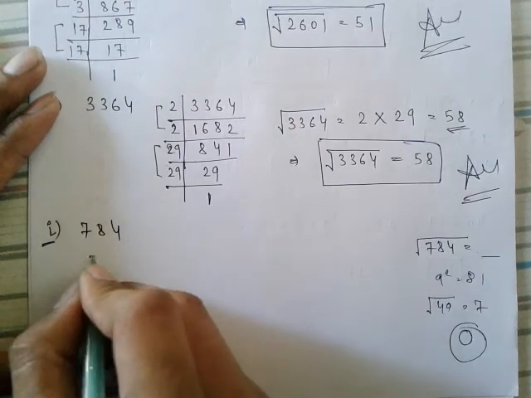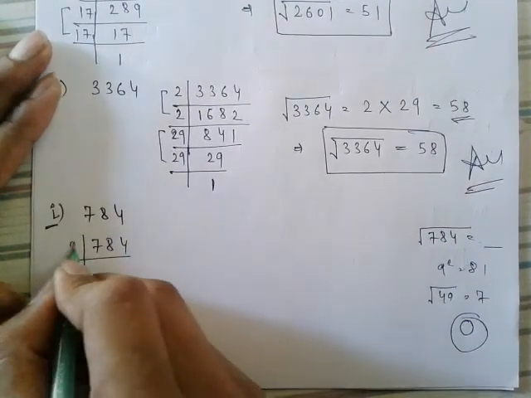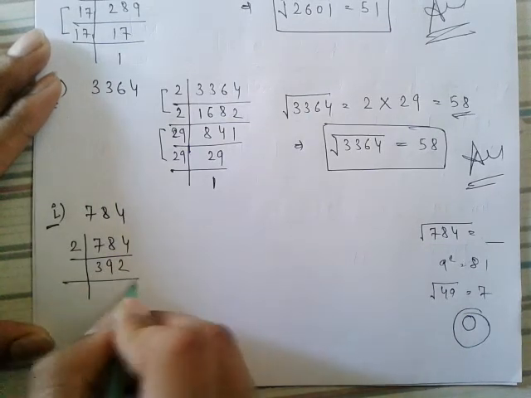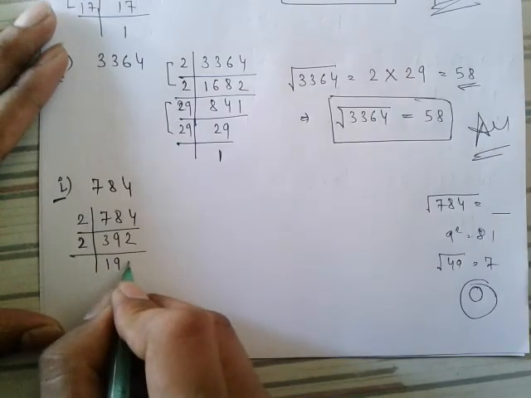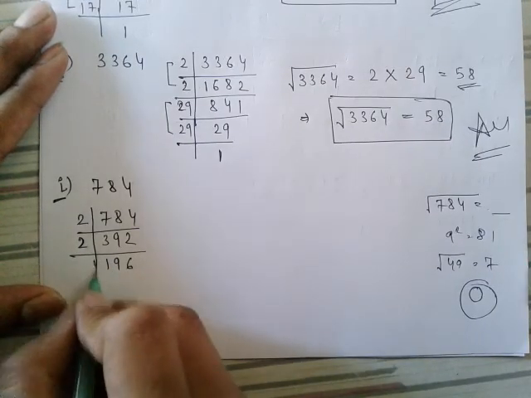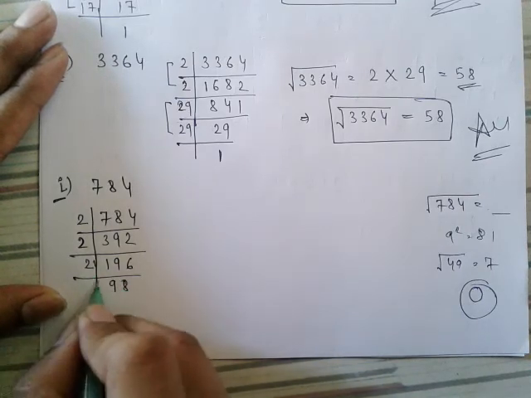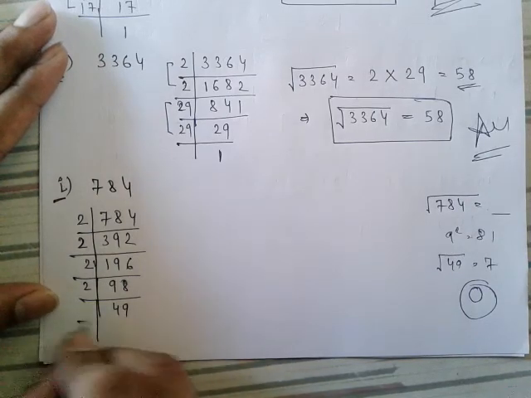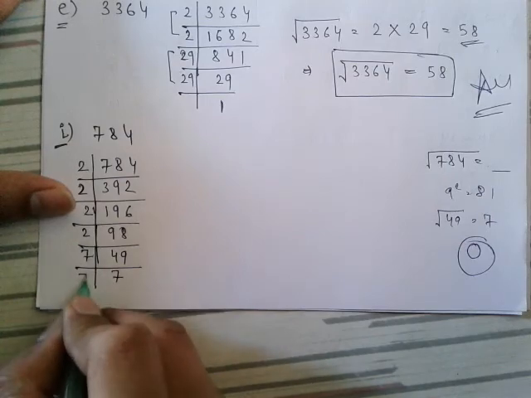So back to our question. You need to find the square root of 784. So we will begin with 2 because it is an even number. 2 3s are 6, 2 9s are 18, and 2. Again 2, sorry. So 196. Again it can be divisible by 2, so 2 9s are 18, 2 8s are 16, so 98. So 2 again, 49. Now 49 can only be divisible by 7, so we will write 7, and 7 is the 1.